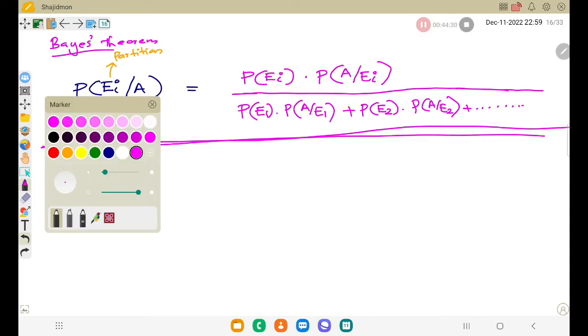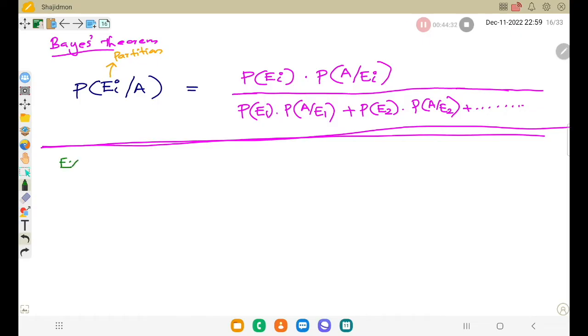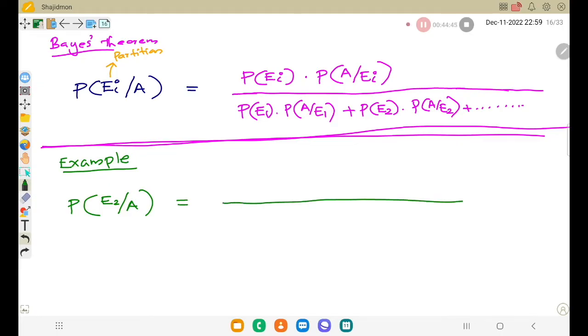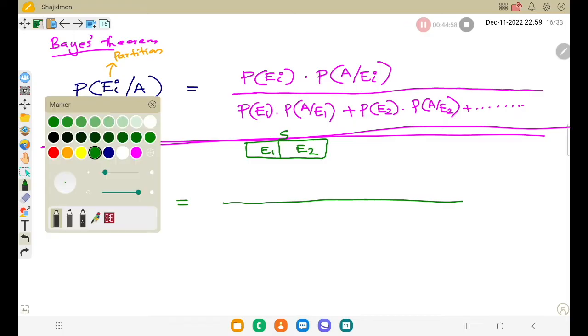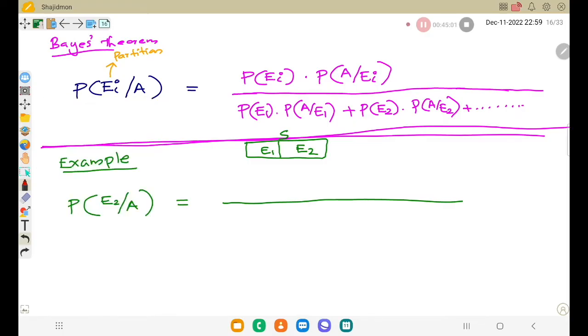Now I can show one example here. For example, if I want to calculate the probability of E2, the second partition, given A, how do we write this rule, the probability of E2 given A? Say we have only two partitions in the sample space. One is E1 and the second one is E2. So how do we write this rule, the probability of E2 given A?